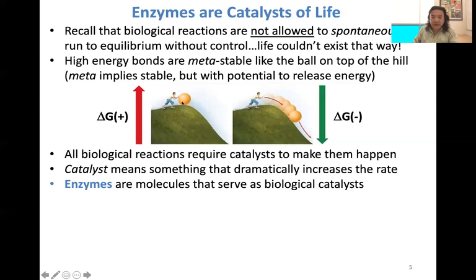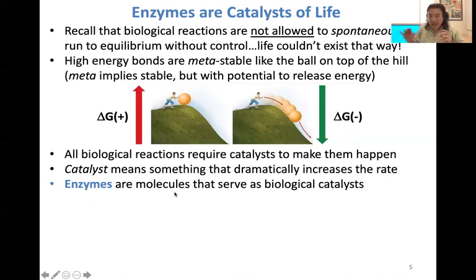So if we think about the ball at the top of the hill again, the process of pushing the ball to the top of the hill is like, energetically, the process of plants taking carbon dioxide and water and making something like a glucose molecule. You're putting energy into this glucose molecule by making it. So that's a positive delta G. Once you shove the ball over the hill, you are releasing that potential energy, and that would be a negative delta G.